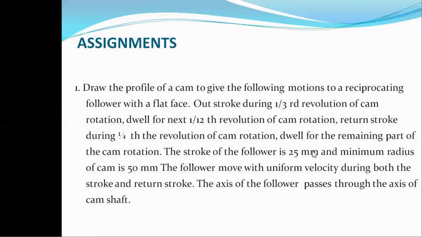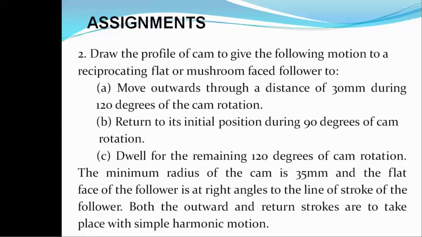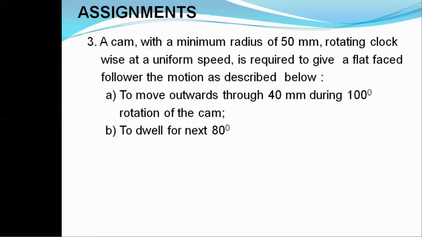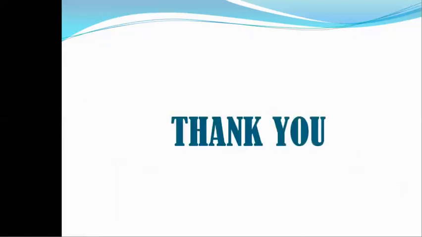The stroke of the follower is 25 mm and the minimum radius of the cam is 50 mm. The follower moves with uniform velocity during both the outstroke as well as the return stroke. The axis of the follower passes through the axis of the shaft. And this is another: draw the profile, this is for simple harmonic motion, I think. And the next assignment is uniform acceleration and retardation. And thank you for hearing. Thank you.